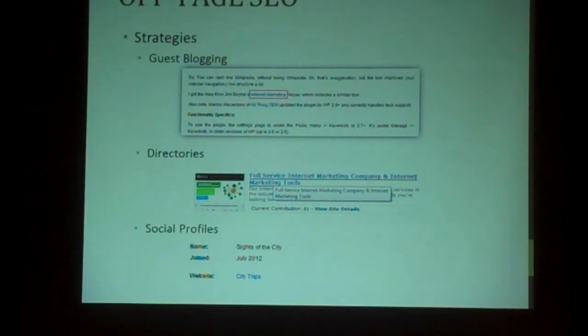Also, you can use social profiles. That's an example in Flickr.com, the photography website. When you create a profile, you can manipulate what it says for your website so that it shows a specific anchor text. So if I want to rank for city trips in Google for the homepage of sitesofthecity.com, that's just a signal that it's relevant to the website.